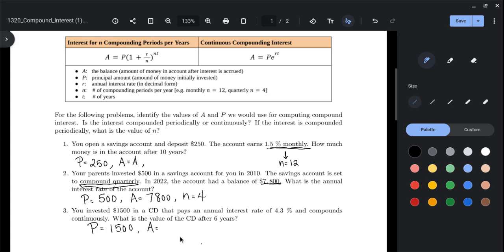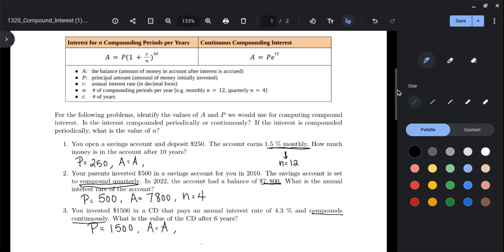Then we're looking to see, does it give us the A, or the amount that is after interest has been accrued? And in this case, it does not, so it still remains A, or our unknown. And then we need to identify, is it compounded periodically or continuously? And in this case, it tells us it compounds continuously.